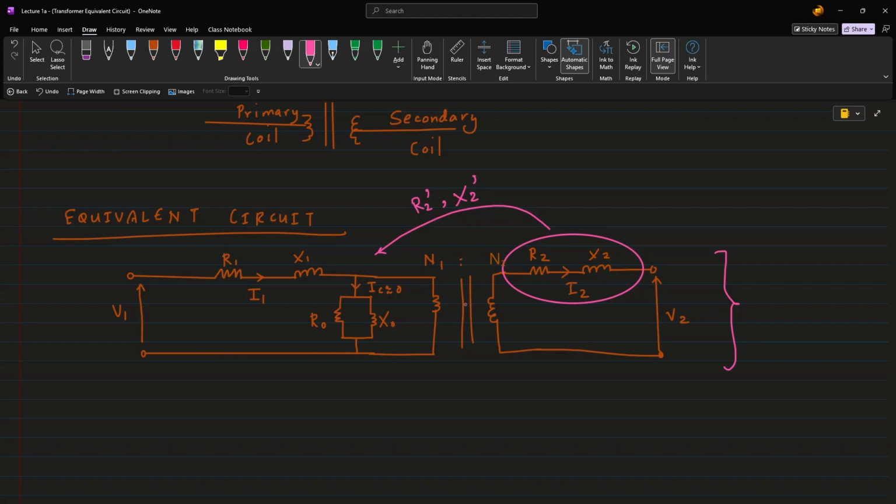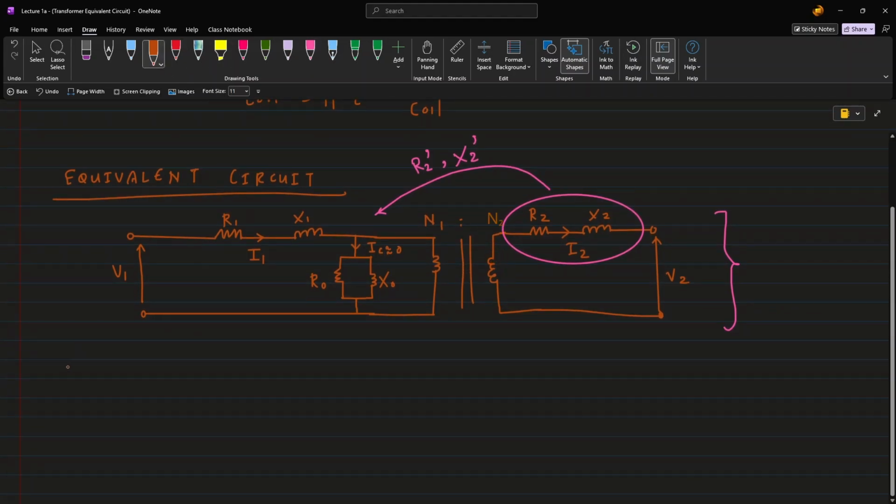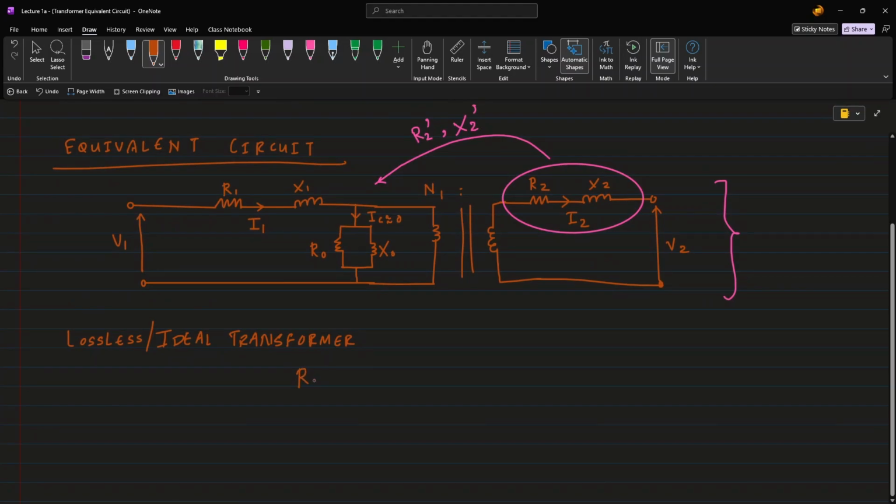In order to do this, we assume that there are no power losses in the transformer. So if that is the case, then the power dissipated by R2 dash would be I1 squared R2 dash. And since this is a lossless transformer, this should be equal to I2 squared R2.